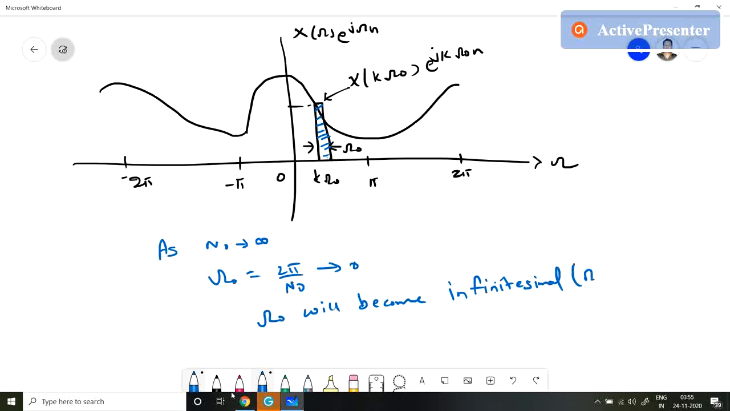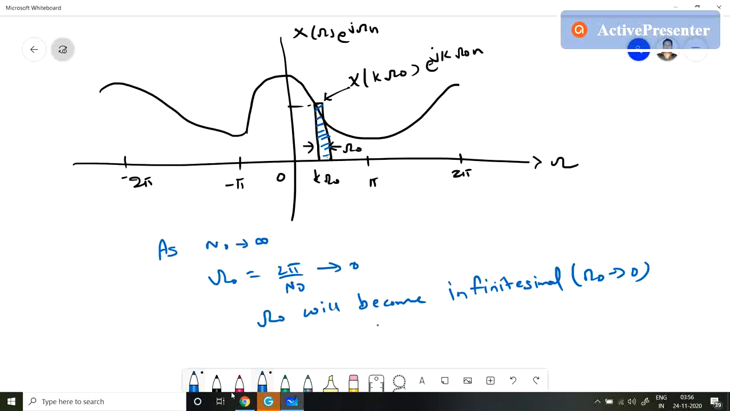So because Ω0 tends to 0 when N0 tends to infinity, what we are getting is that the summation in the x[n] equation, over the N0 consecutive intervals of width Ω0, which equals 2π divided by N0, the total integration will always be a width of 2π. Please understand that the total integration will always be a width of 2π.